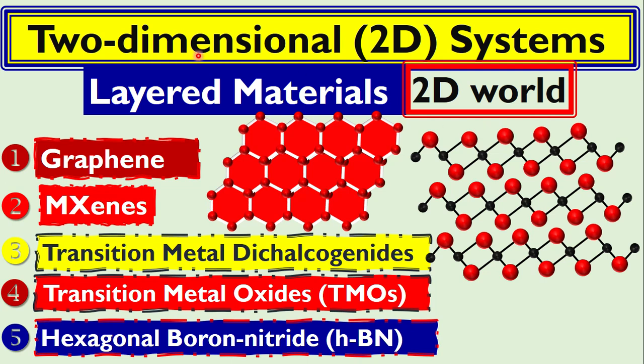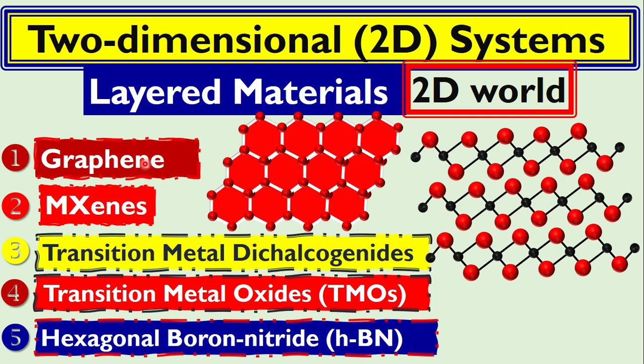Let us discuss new types of materials, two-dimensional systems. These materials are also called layered materials. Sometimes it is called the 2D world. Two-dimensional materials are classified into 5 subgroups. All these two-dimensional materials are derived from their three-dimensional counterparts.